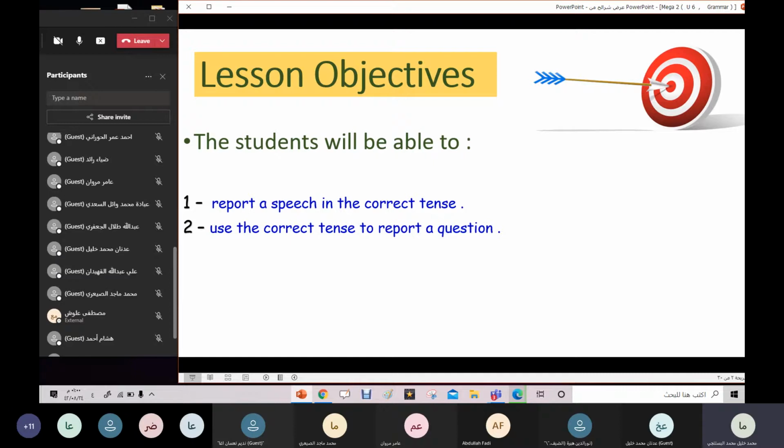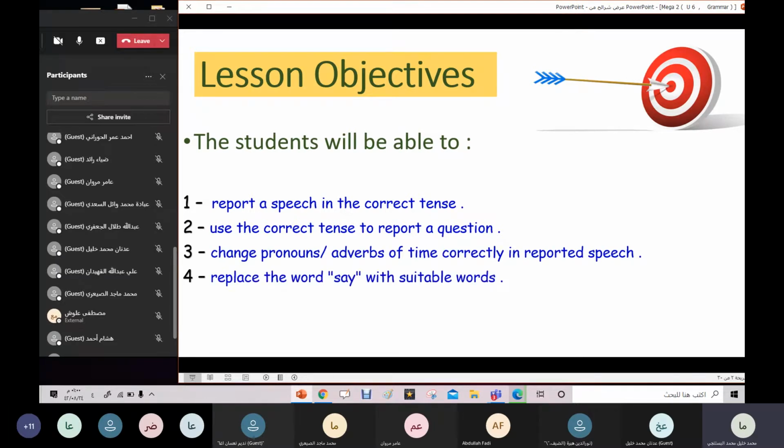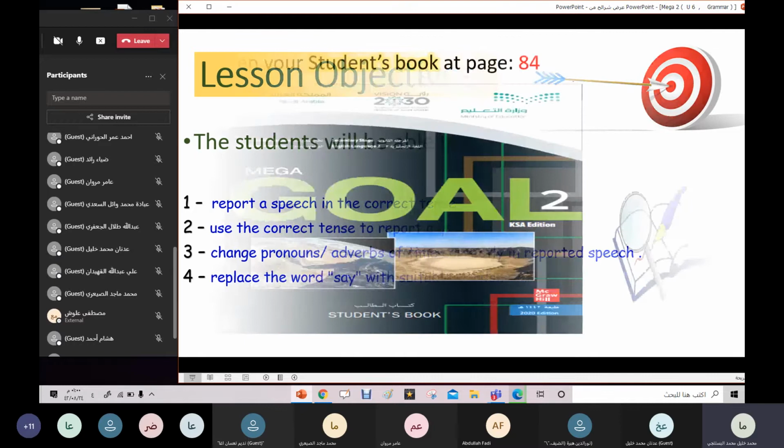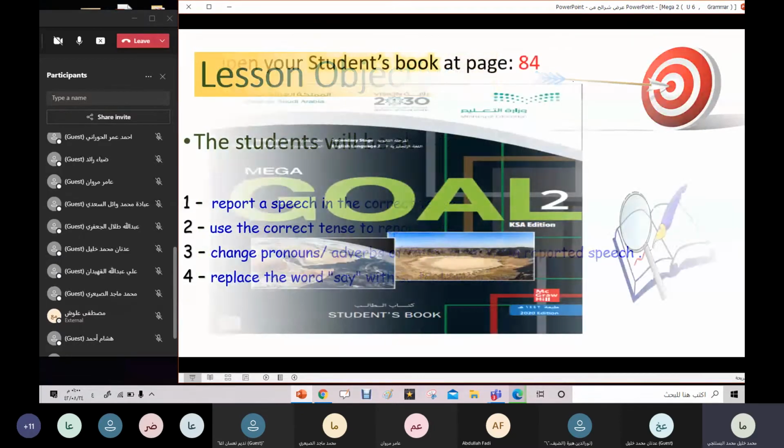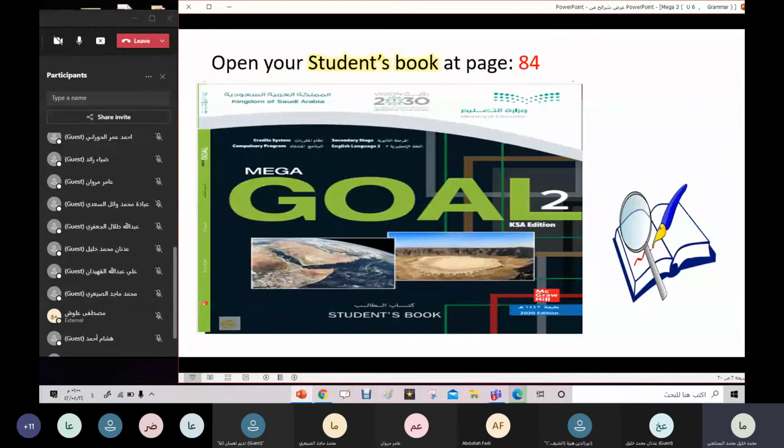I think yesterday we talked about reported speech, not in detail, to use the correct tense to report a question. And the students will be able to change the pronouns and verbs of time correctly in reported speech, to replace the word say with the suitable words. These are again the objectives. Now look at your books on page 84. Open your books on page 84.